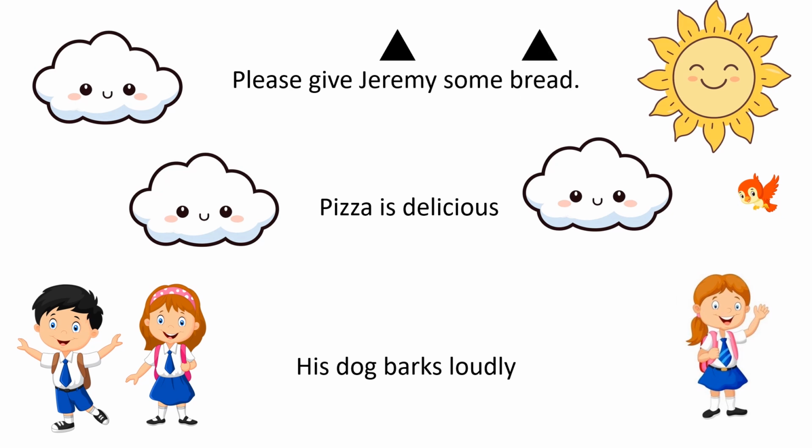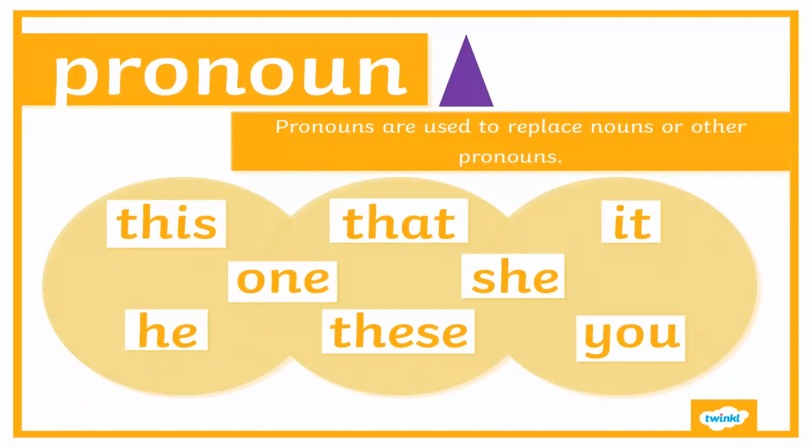On the second sentence, pizza is delicious. Which one is the noun? It's pizza. On the third sentence, his dog barks loudly. Which one is the noun? It's dog. Let's go to the next one.